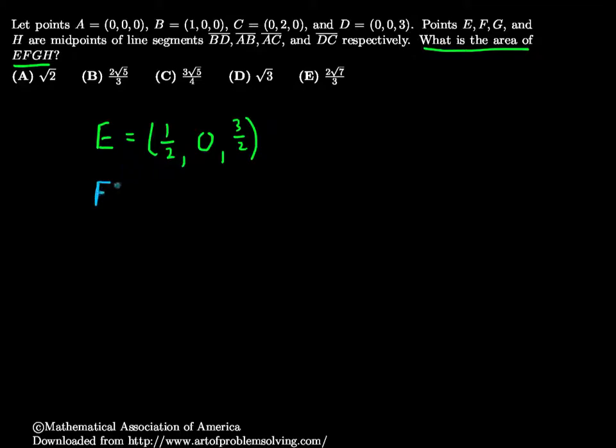F is the midpoint of AB, so that's the average of all of the coordinates of A and B. So 0 plus 1 is 1, divided by 2 is a half. 0 plus 0 is 0, divided by 2 is 0. 0 plus 0 is 0, divided by 2 is 0. G is the midpoint of AC, so we get (0, 1, 0) by that same process. And H is the midpoint of DC, so we get (0, 1, 3/2).